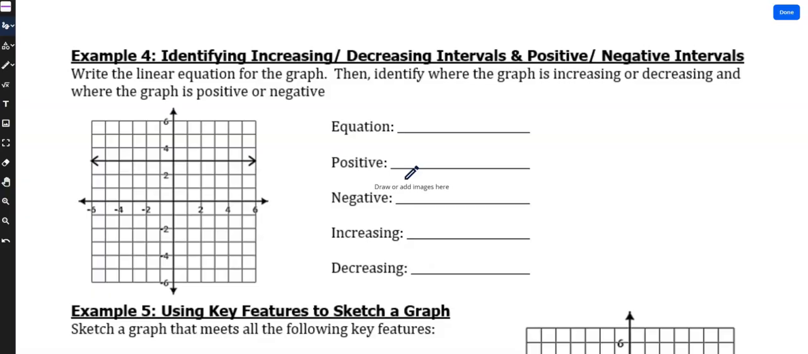Okay, let's see what happens when I ask you all those kind of questions about a situation, all right? What is the equation here? Well, of course, this is a linear function, and it is a simple one. Y equals 3. Very, very basic and easy. Write the linear equation for the graph, then identify where the graph is increasing or decreasing. Okay? So, wait a sec. As I move from left to right, I'm not going up or down.